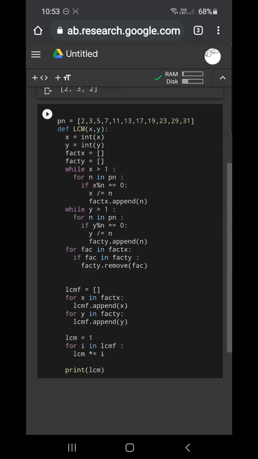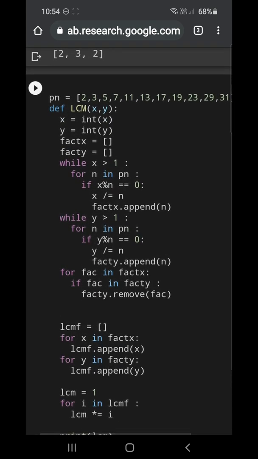Now we will try finding the LCM of two numbers using Python. So we will take the abilities of Python to a higher level. First of all, as we saw in factors, how we created a list and found the factors by finding the divisible prime numbers, it is the same till the line fact y dot append n.